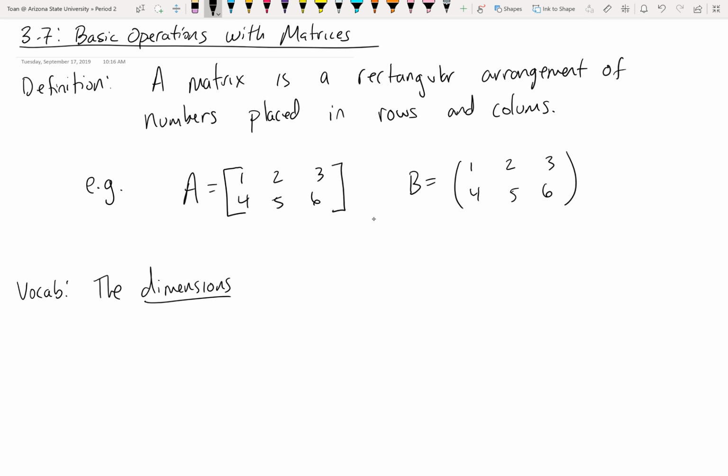So the vocab word in matrices, we call the dimensions of a matrix, is the number of columns, or excuse me, number of rows by number of columns, right? I sort of made a little flub there. I accidentally said columns first, but it really should be number of rows by the number of columns. In matrices, order matters, right? So there's a difference between a 3 by 2 and a 2 by 3.